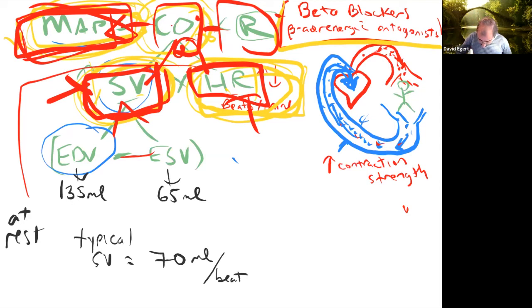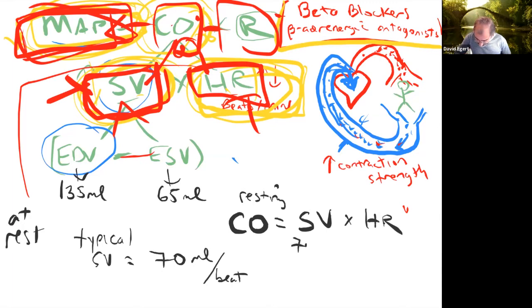So then, if we want to think about what is resting cardiac output, that's just going to be stroke volume times heart rate. 70 mils per beat times a typical heart rate. For you who are young and in shape, you probably have a lower heart rate, but the heart rate people usually use as an average is 70 beats per minute. Which means, what is a typical cardiac output at rest?